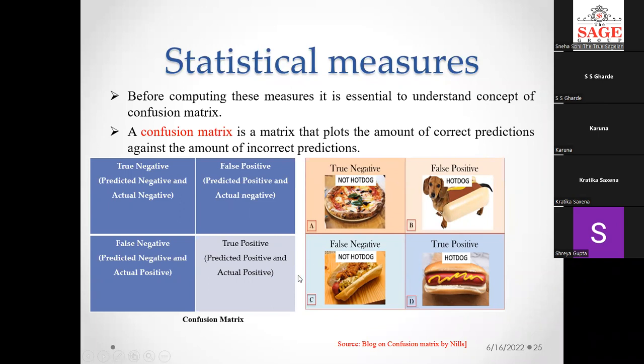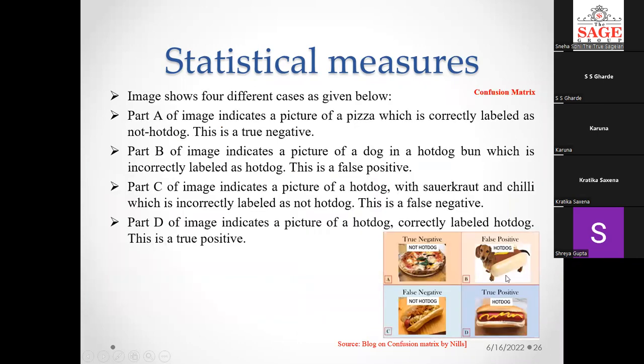Okay, one example I have mentioned here, which I have taken from one blog by Niels. Here you can see it provides the identification of hot dog. So actual hot dog, if you can see, this is the hot dog. It is true positive. That means you predicted that particular sample as a hot dog, and actually it is a hot dog. So it is called true positive.